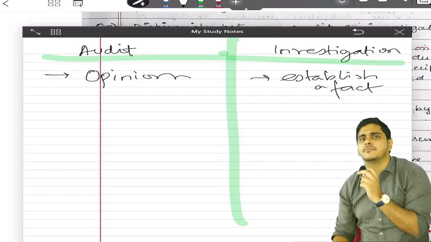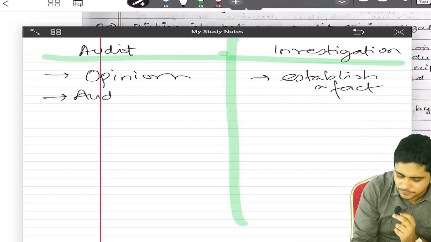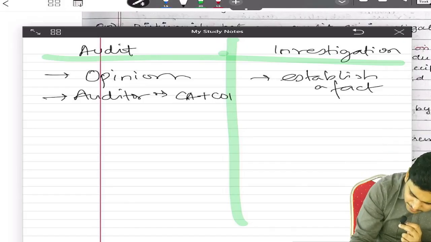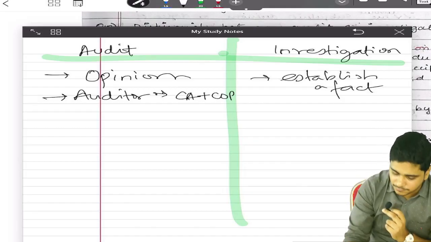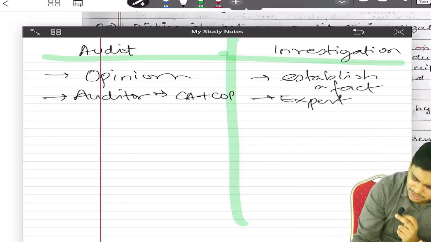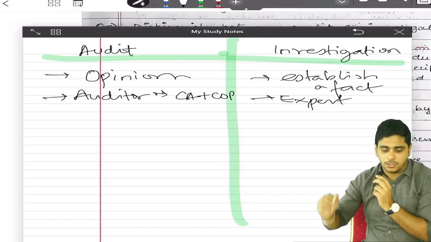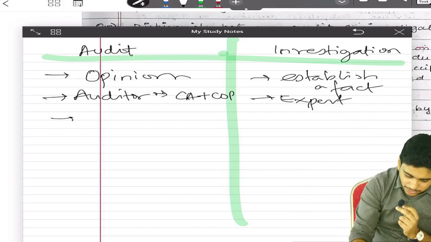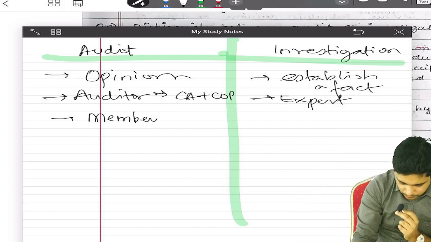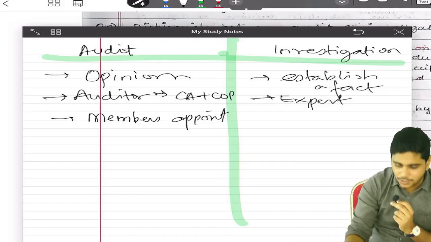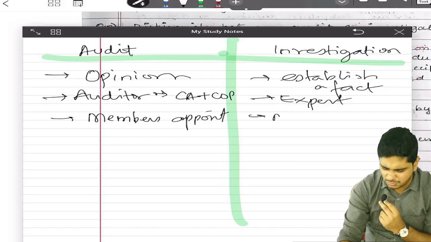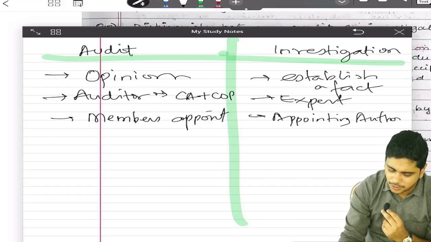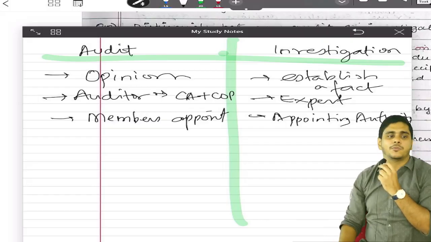Who does audit? It is conducted by an auditor. What is the qualification of an auditor? CA plus COP. Who does investigation? An expert. You can say investigator or an expert. Now, who appoints an auditor? Members appoint them. Here, who will appoint them? You can't write police. You will write here appointing authority. It could be SEBI, it could be RBI, it could be Income Tax Department.